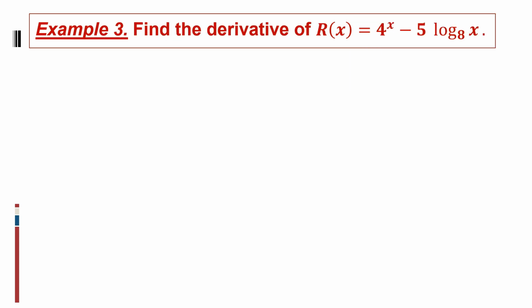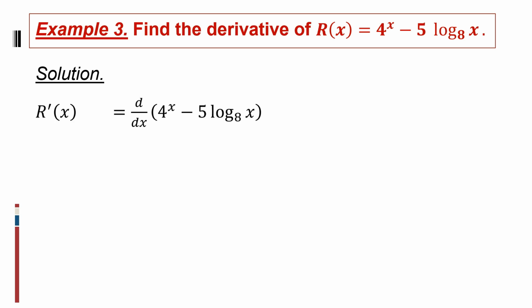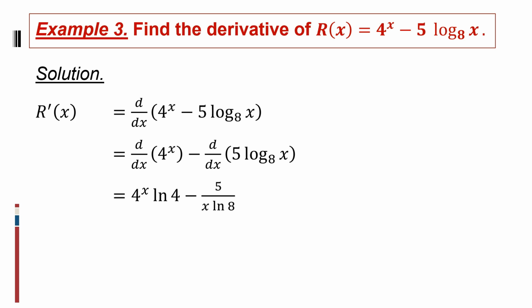x. Next example. Find the derivative of r of x equals 4 raised to x minus 5 log of x to the base 8. So for our solution, we will find the derivative of 4 raised to x minus 5 log of x to the base 8. And by the difference rule, we can take the derivative of each term. That is, the derivative of 4 raised to x minus the derivative of 5 log of x to the base 8. So what is our derivative of 4 raised to x? That is 4 raised to x ln 4.